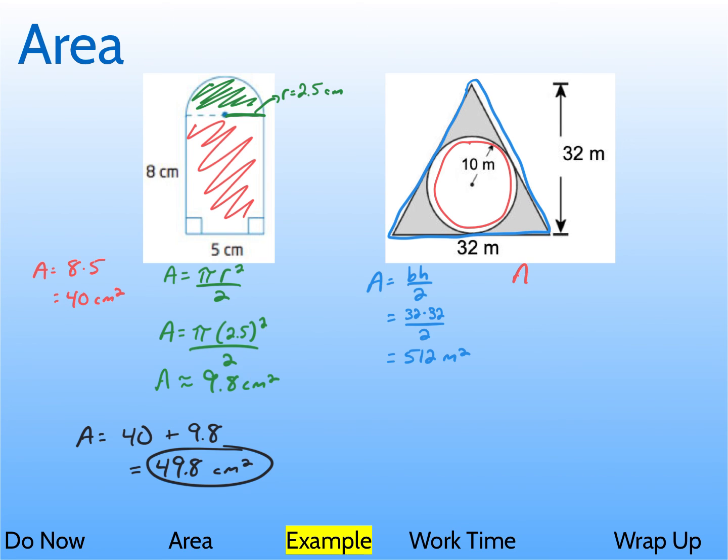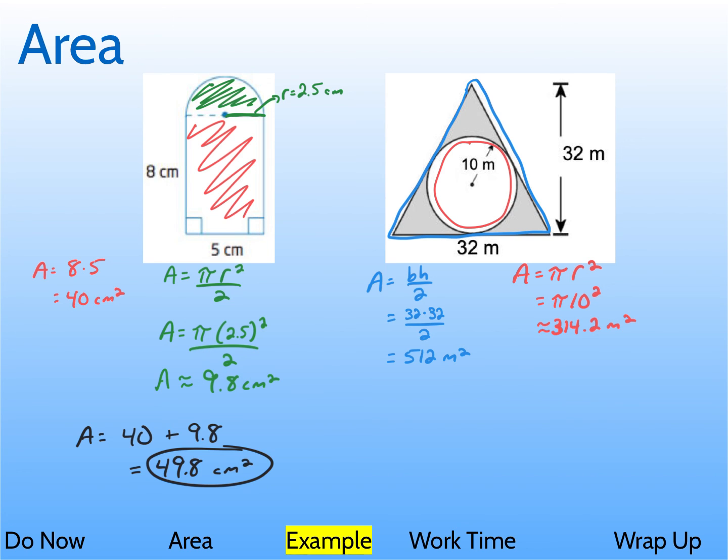Cool. Now, for that circle, the circle right here, we're going to have to subtract that. So the area of the circle is pi times the radius squared. Our radius is right there. It's 10 meters. So pi times 10 squared. Or, put another way, 100 times pi. And we get about, we're going to round off these pi ones, 314.2 meters squared.